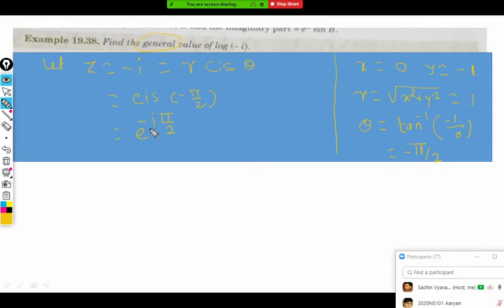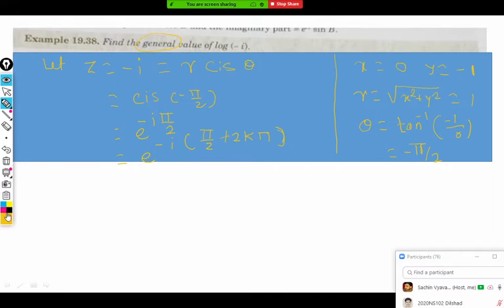Mainly we are interested in exponential, but this is the principal form. Let me convert principal to general. How to convert principal to general? You replace theta by theta plus 2k pi. Yes, theta is replaced by theta plus 2k pi.